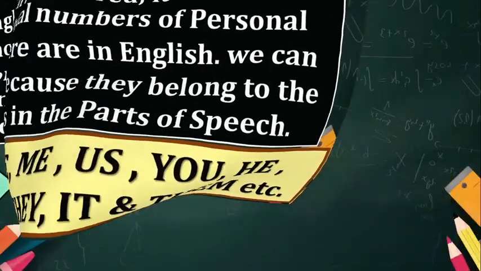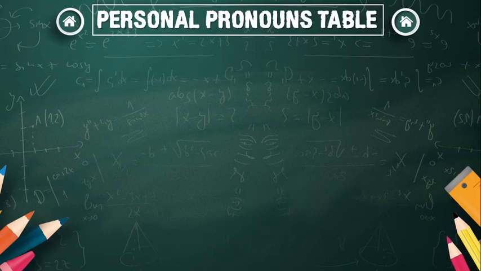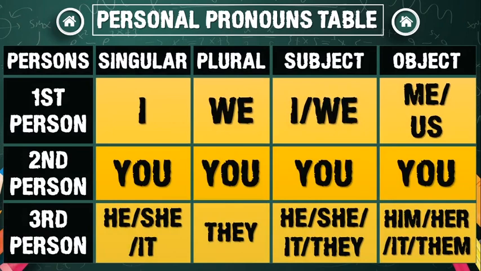However, they exist in the singular and the plural form. They also exist as subject and as object. For instance, the first person singular is I, while the first person plural is we. The second person singular is you, while the second person plural is also you. The third person singular is he, she, or it. This depends on the gender. You can have the masculine gender, the feminine gender, or the neuter gender.